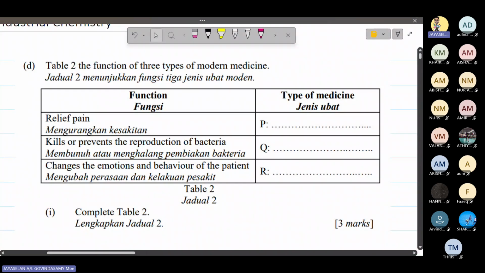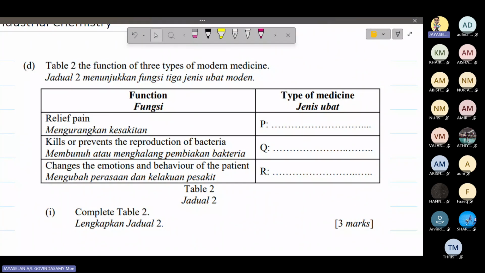Take a paper and a pencil and write down. Table 2 shows the three functions of modern medicine. State the type of medicine. You can put type or class. Number 1.